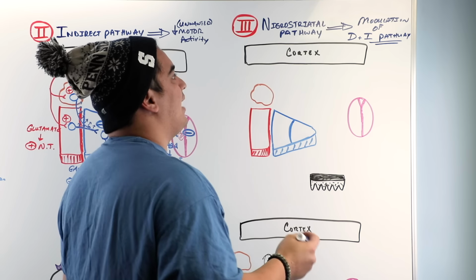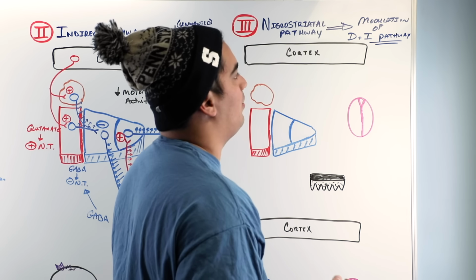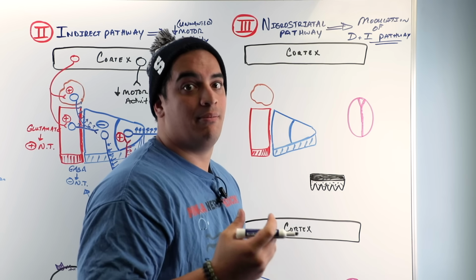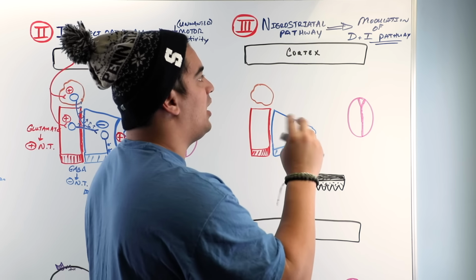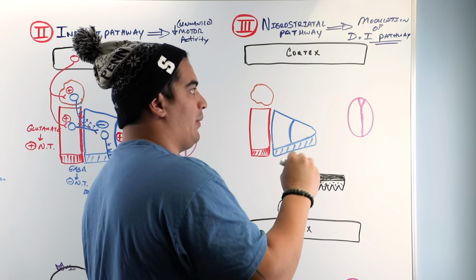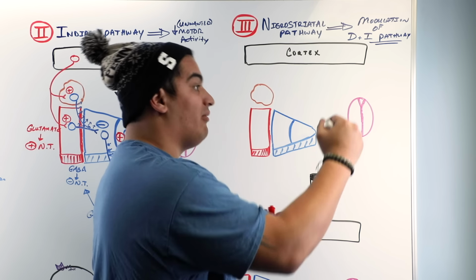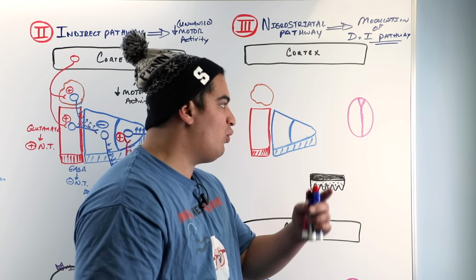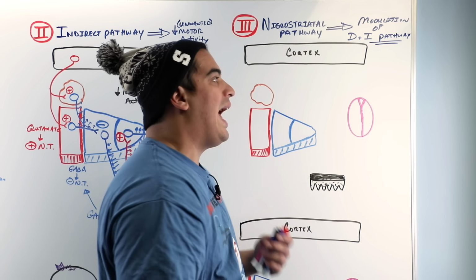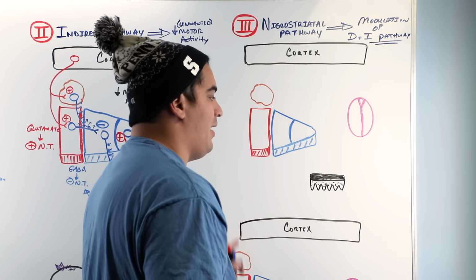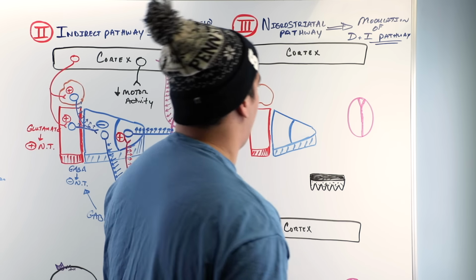Now, the best way I like to remember the nigrostriatal pathway is that it's trying to amplify the activity of movement. So how does it modulate the direct and indirect pathway? The way I want you to remember is that it's designed to amplify motor activity, to really stimulate it. How does it do that? Well, let's first talk about how it influences the direct pathway and then how it influences the indirect pathway.